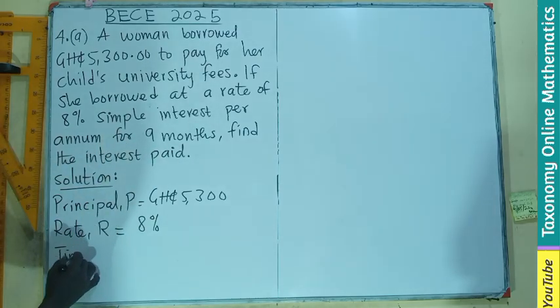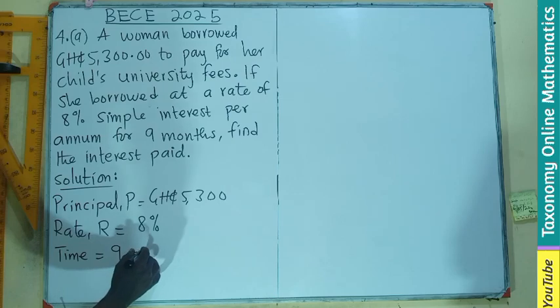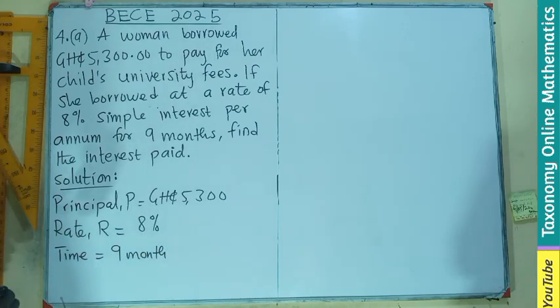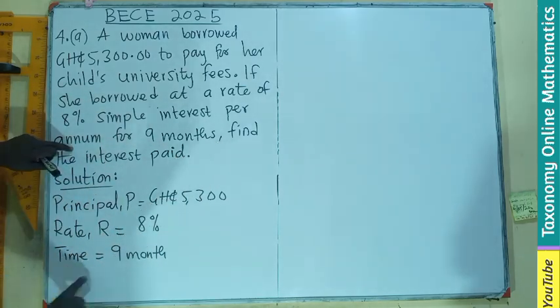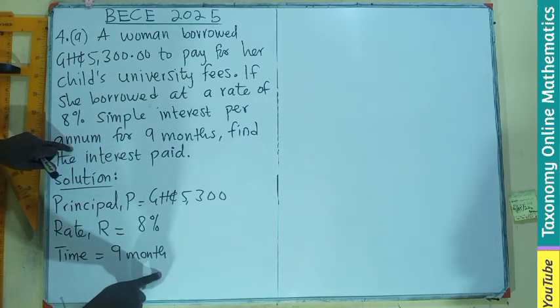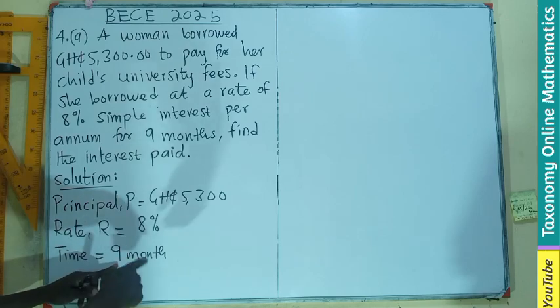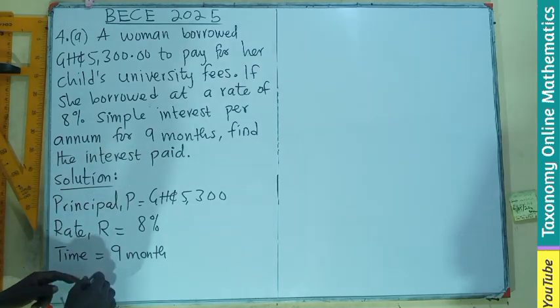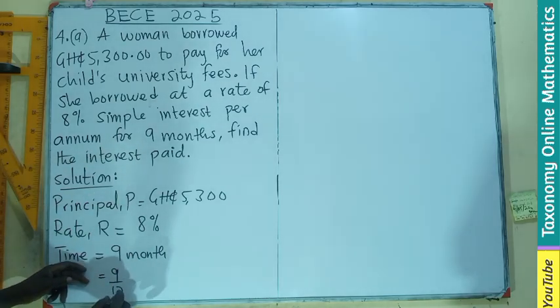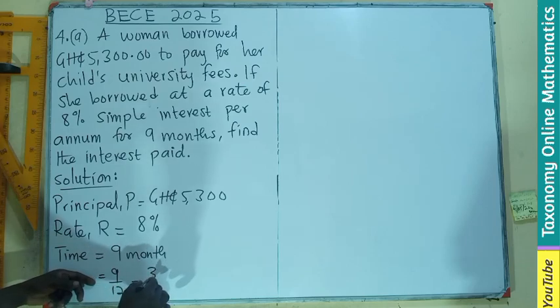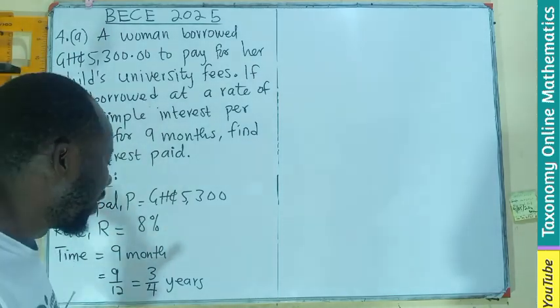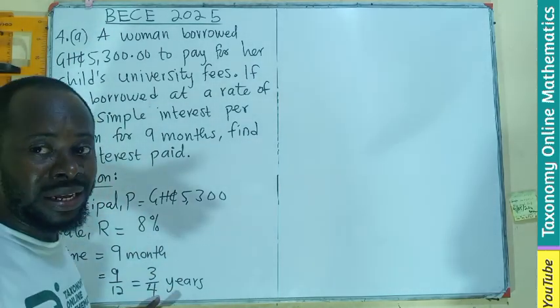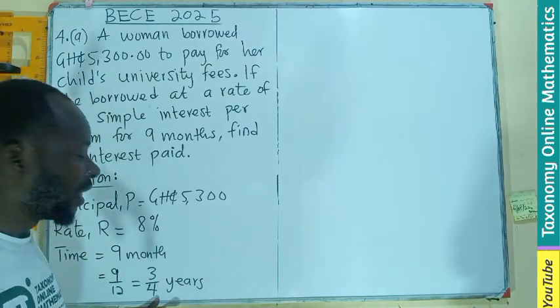That's time, which is 9 months. But remember, in simple interest, it is per annum. It's a yearly calculation, so the time is in years, not in months. So we have to convert this into years by dividing by 12, and that will give you 3 over 4 years. Less than a year. We can convert this into decimal, or work with the fraction the way it is.